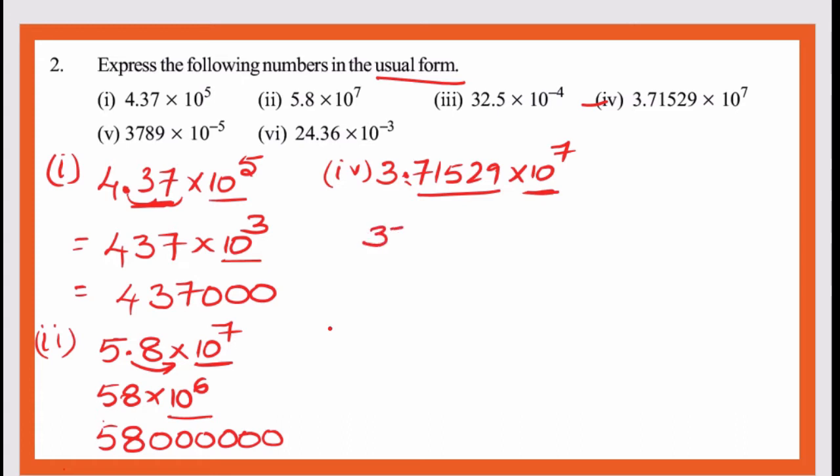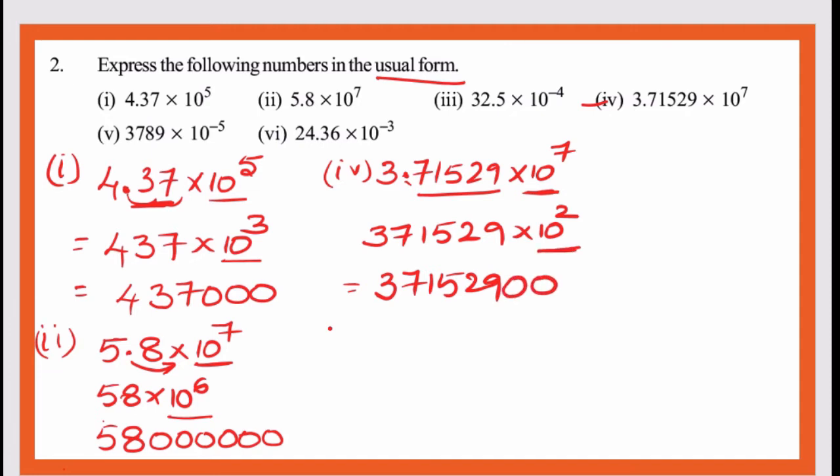So when I take 10 power 5 from that, this particular number will become 371529 into 10 power 2, because I have given 10 power 5 to this decimal so that it becomes 371529. Now what am I going to get? 371529, and because of this 10 square, I am going to get 2 zeros at the end. Right. So this is nothing but converting standard form to usual form.